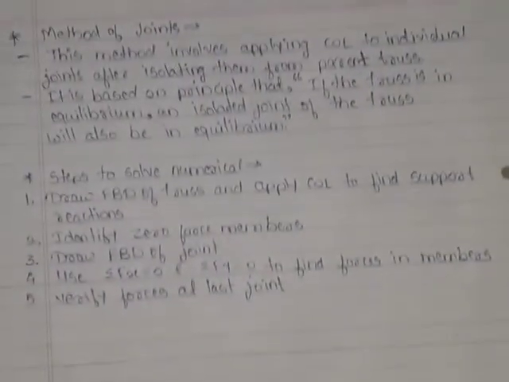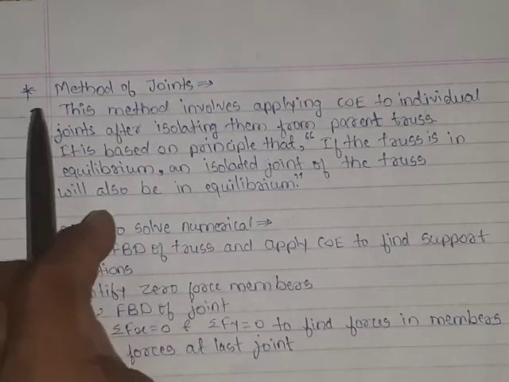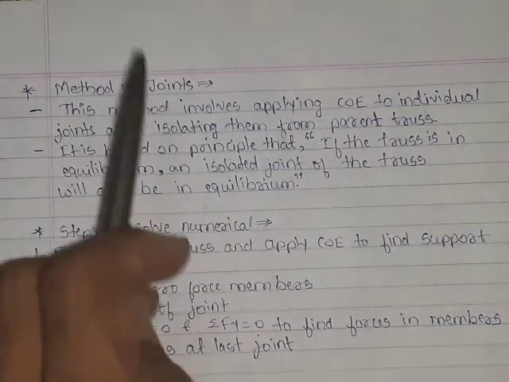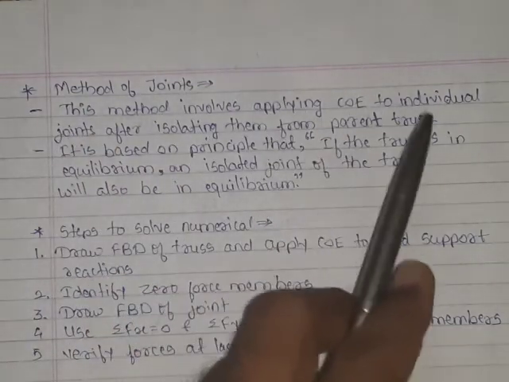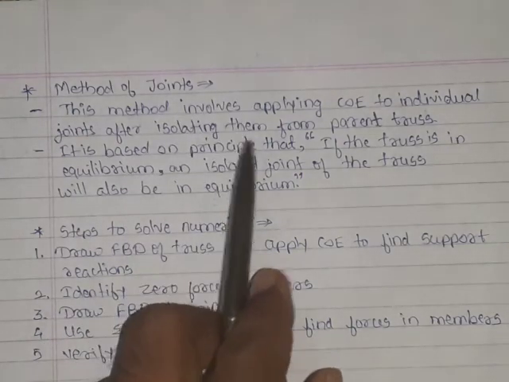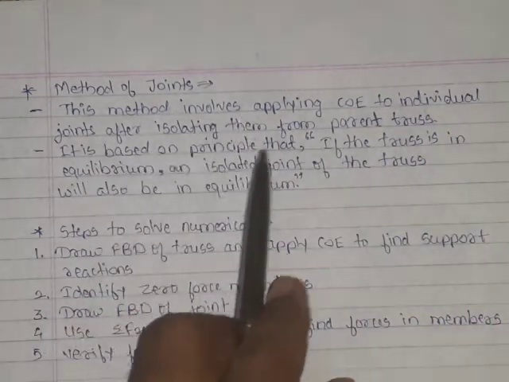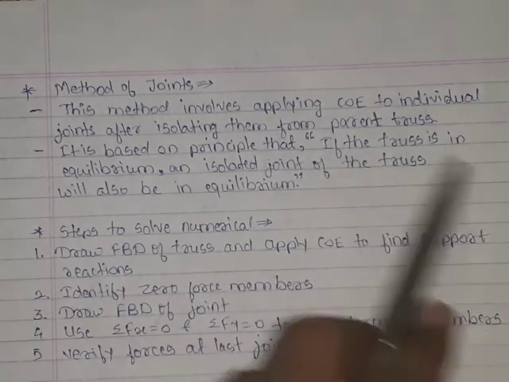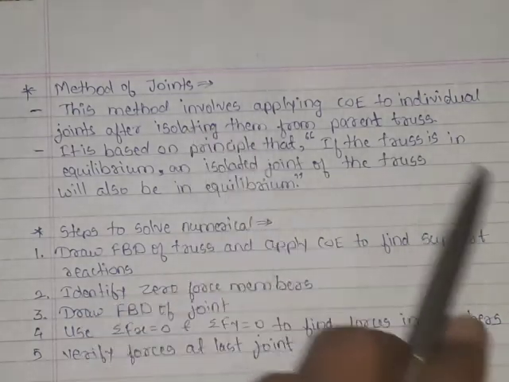Now we'll see how to solve numericals of truss using the method of joints. First we'll see what the method of joints is. This method involves applying conditions of equilibrium to individual joints after isolating them from the parent truss. This is based on the principle that if the entire truss is in equilibrium, then the joint isolated from the truss will also be in equilibrium.